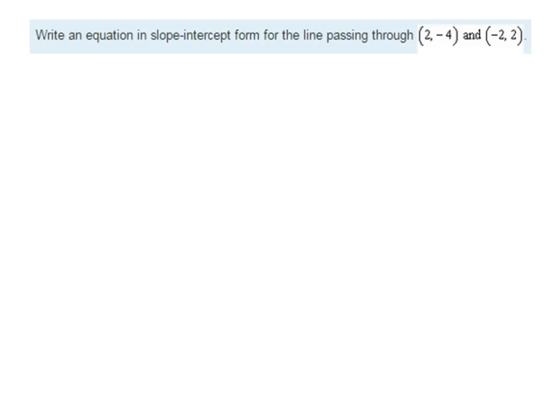And our last example from Power Standards Quiz 20, we're writing an equation in slope-intercept form for the line passing through these 2 points. If I want to write the equation in slope-intercept form, once again, that is y equals mx plus b. I need to know the slope, and I need to know the y-intercept. Notice with this one, we're not given the slope, we're not given the y-intercept, we are given 2 points. But if we are given 2 points, we can find the slope. So that's exactly what I'm going to do.